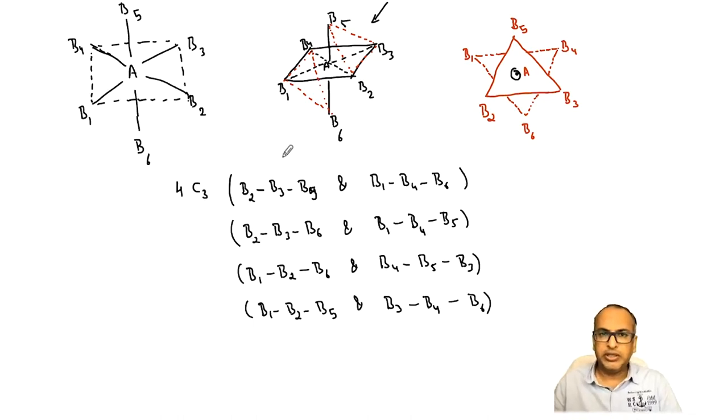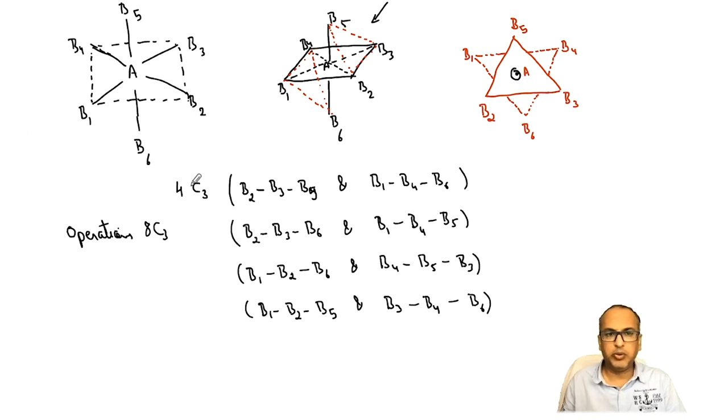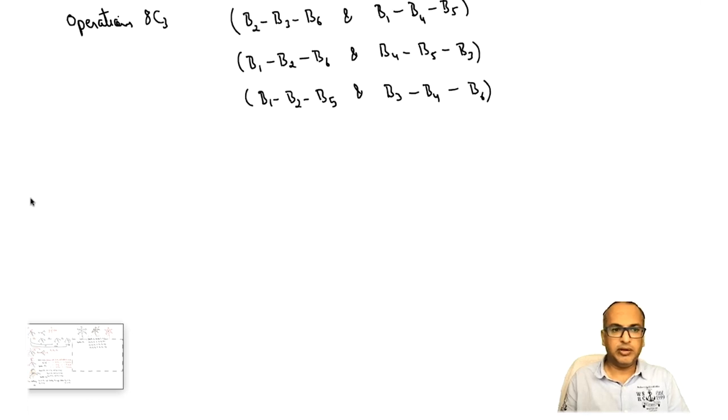Can we see, did we miss any other axis? I guess no, because we have covered all possible combinations. So four C3 axes, and thus the number of operations will be 8 operations. Remember, each C3 will give you 2 operations. So four C3 axes will give you 8 C3 operations, right? So that is for C3. Now let's see what else it has. Let's draw this molecule again.